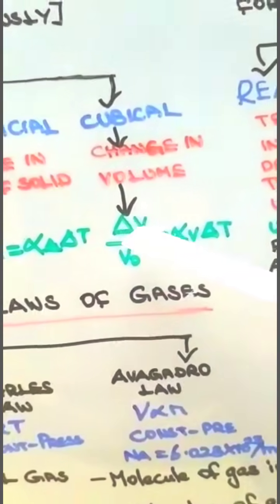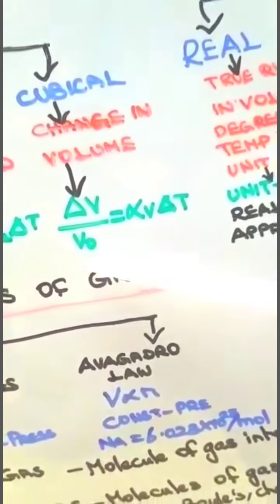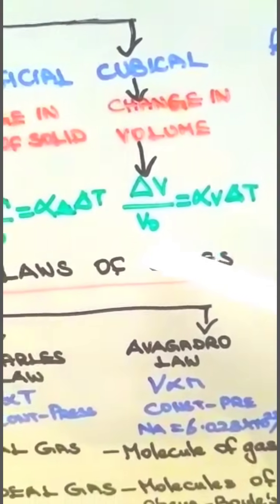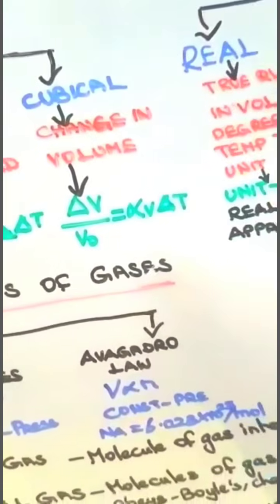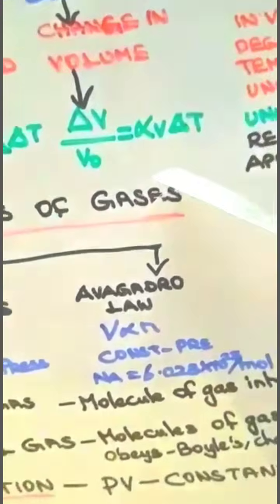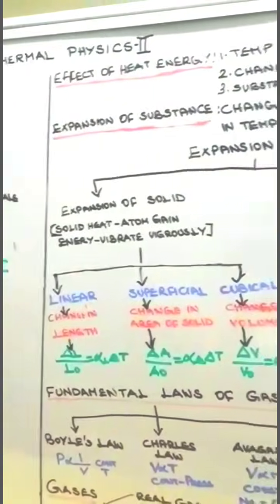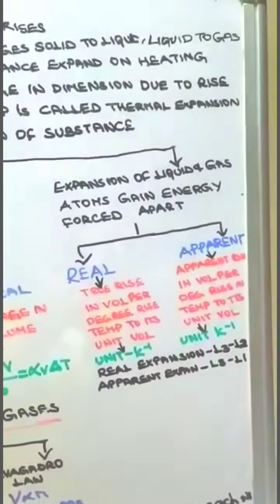Here delta V is the difference in the volume, that is final volume minus initial volume, by original volume, which is equal to alpha V, that is the coefficient of cubical expansion, into change in temperature. Now we saw the expansion of the solid. Now we are going to see the expansion of liquid and gas.